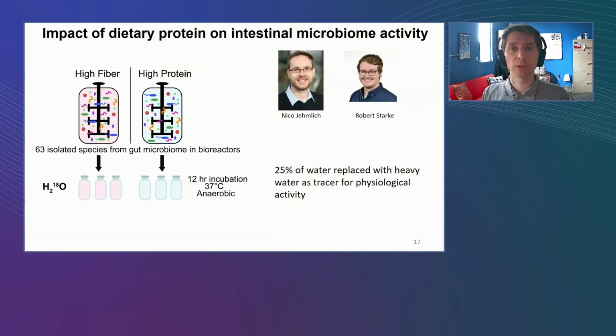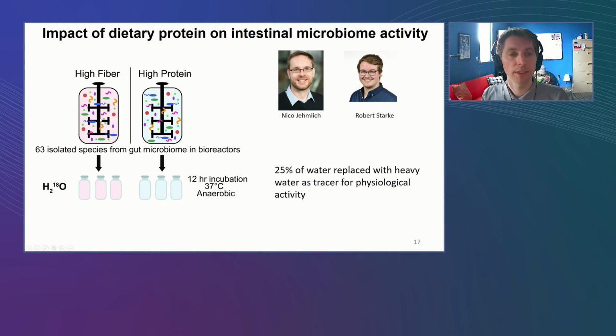And so what we did to look at this question is we got some data from our collaborators Nico Jehmlich and Robert Starke, who had data from an experiment with bioreactors. In these bioreactors, they had 63 isolated species from a gut microbiome that they grew together. And these bioreactors were fed either with a high fiber diet simulating medium, or with a high protein diet simulating medium. So these were separate bioreactors.